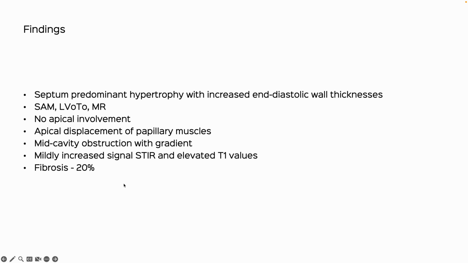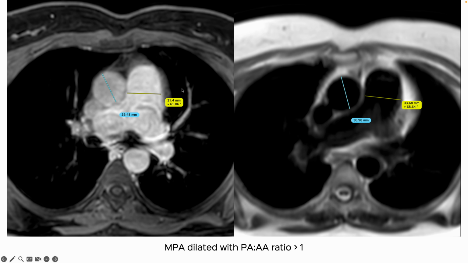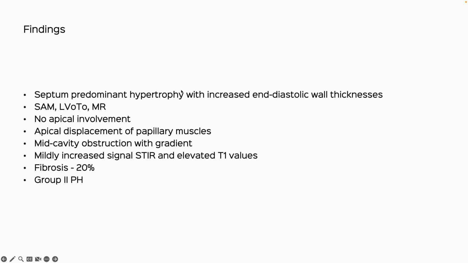And then you add all of that together. That's the list of findings. Finally, when we look at the anatomy images, the MPA is dilated and it appears that the patient has group 2 PH. So this is everything that we need to mention in the report, and these are the various findings that we would go through, and in the end you would summarize this.